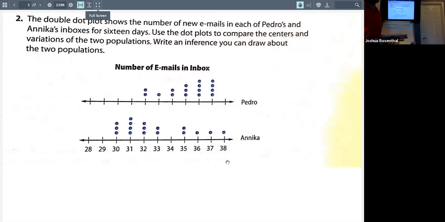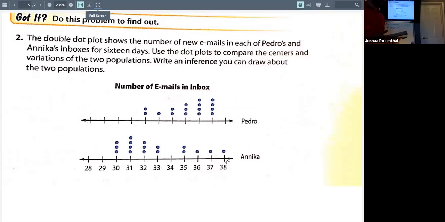All right, let's get back to this same problem while we have time since we're early. You guys can find the mean, use a calculator if you need, and the MAD for both.